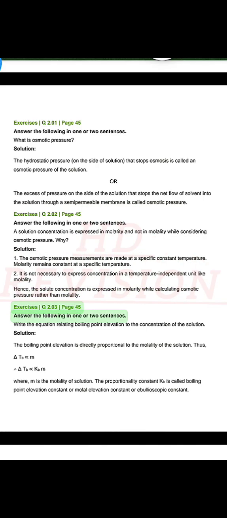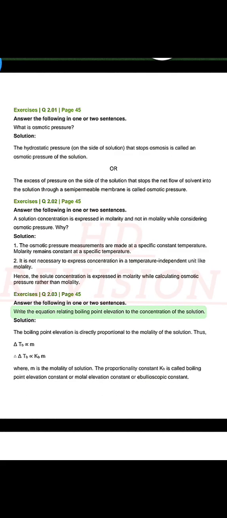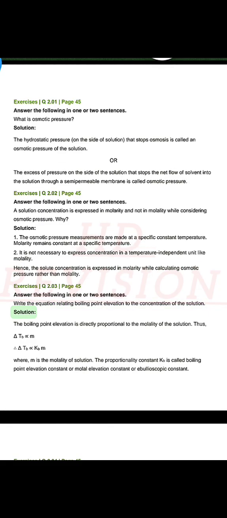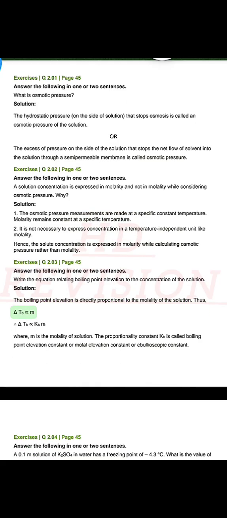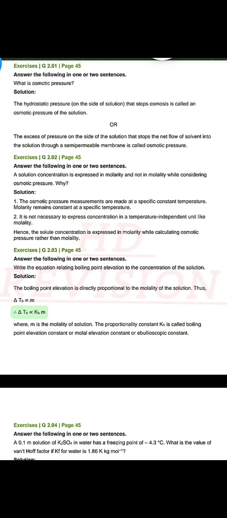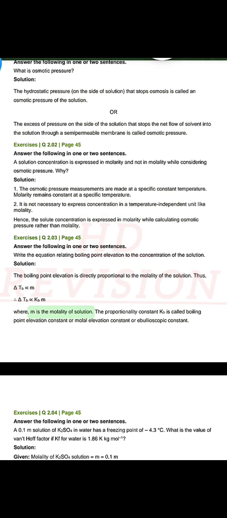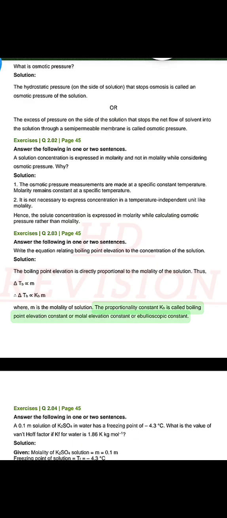Exercises Q2.03, page 45. Answer the following in 1 or 2 sentences. Write the equation relating boiling point elevation to the concentration of the solution. Solution. The boiling point elevation is directly proportional to the molality of the solution. Thus, ΔTb ∝ m, where m is the molality of solution. The proportionality constant Kb is called boiling point elevation constant or molar elevation constant or ebullioscopic constant.